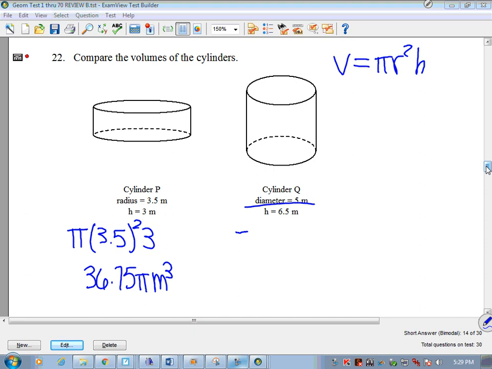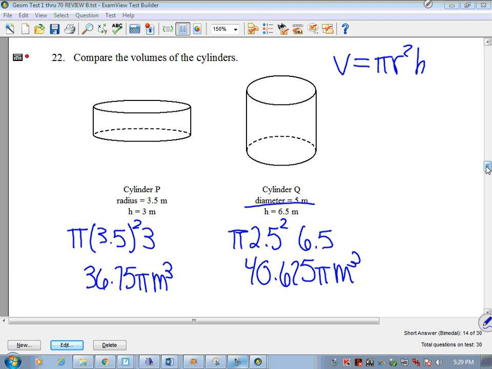Okay, we've got pi. I'm going to take 5 divided by 2, which is 2.5 squared, times 6.5. Okay, so 2.5 squared is 6.25 times 6.5 is 40.625 pi meters cubed. Okay, so what I should get in here, and I'm on a whole different sheet now.